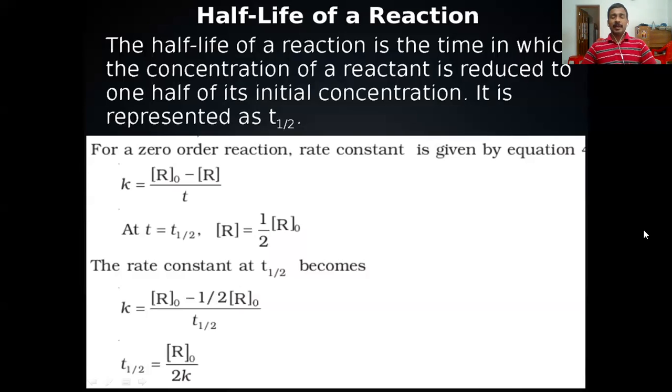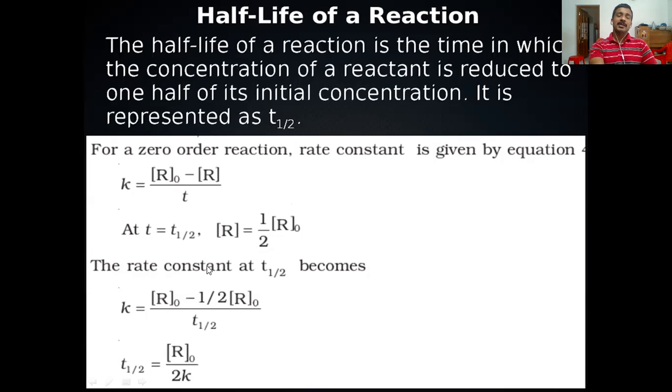And what is the integrated rate law equation for zero order reaction? K is equal to concentration R0 minus R by T. R0 is the initial concentration minus R, the concentration of R, that is concentration at time T. When T changes to T half, that means T is T half, the half-life period, the concentration of R will be half of the initial concentration. That means half into concentration of R0.